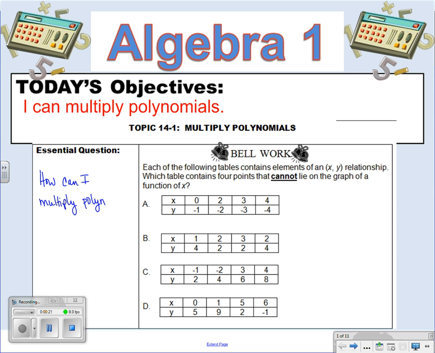Prior to this topic, we have been multiplying monomials, meaning one term times another term. Now we're going to multiply polynomials. So how can I do that?